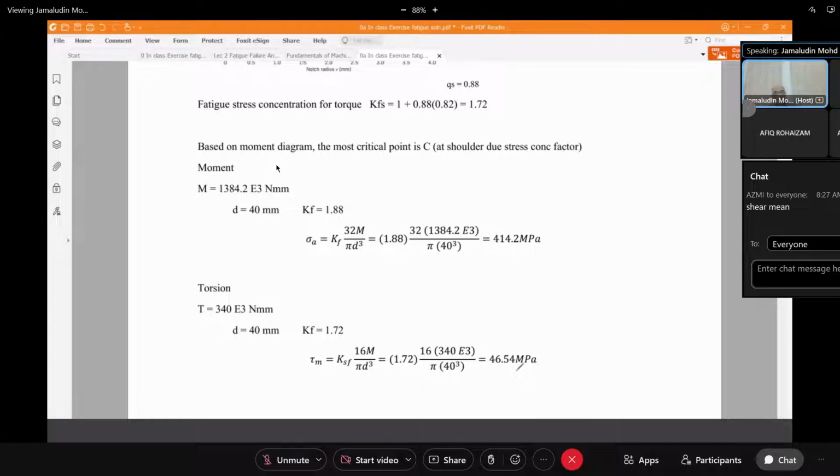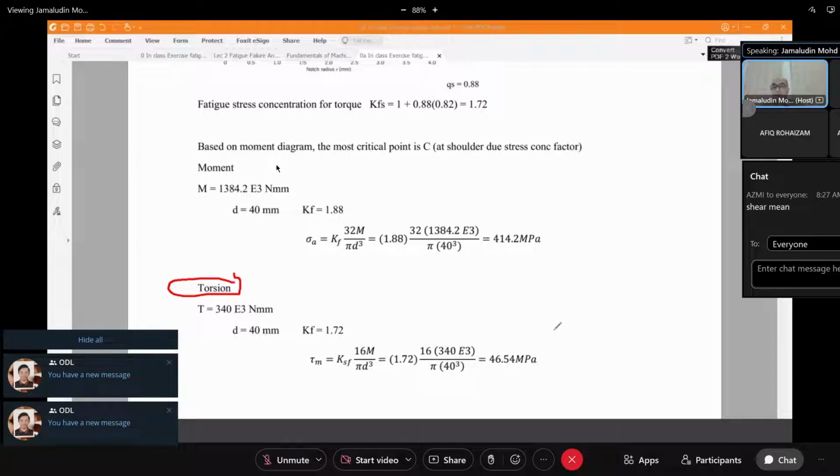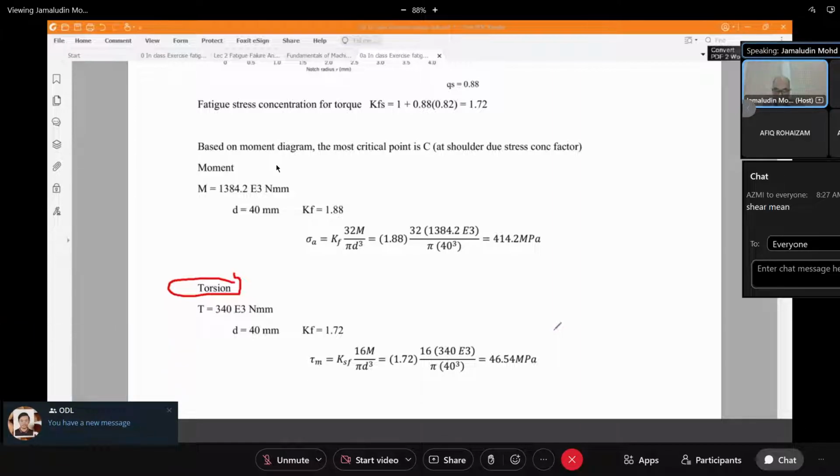And the torsion, be careful. Mostly students will forget about torsion because you cannot see torsion, you only see the shear and moment diagram. There is moment, but for torsion, you have to take note of the torsion. All right, it will be 46.54. Any question up to here? Any question? All right, okay, that is done.